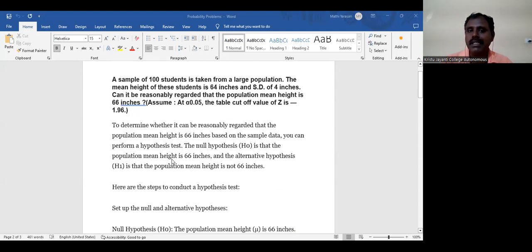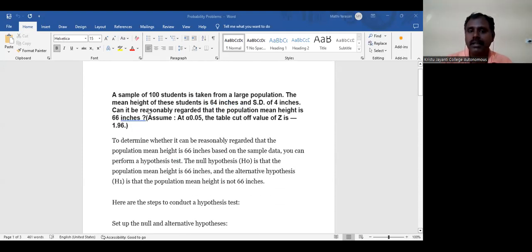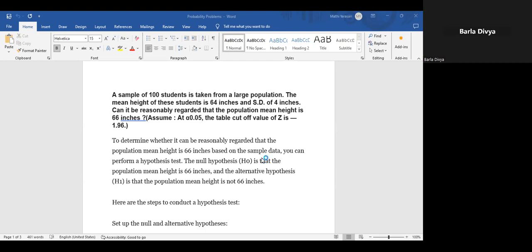In this question, there are two things they have given. First, they have given the mean height of these students, that is the sample of 100 students, 64 inches. And here they have given the population mean height. So you know the difference between sample and population, everybody is aware, no? Are you aware about what is population and what is sample?